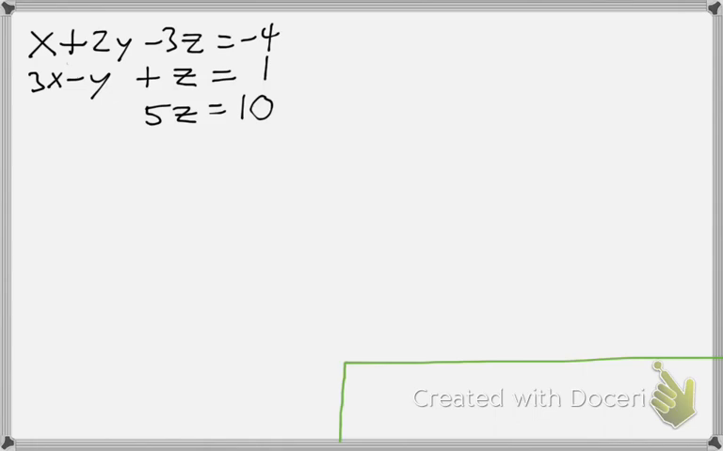So all of my equations are staying the same except equation 2 is now going to become -7y plus 10z is equal to 13. Now I can just back substitute.